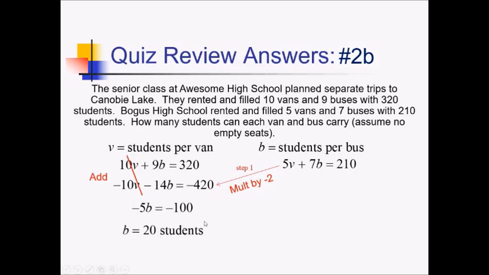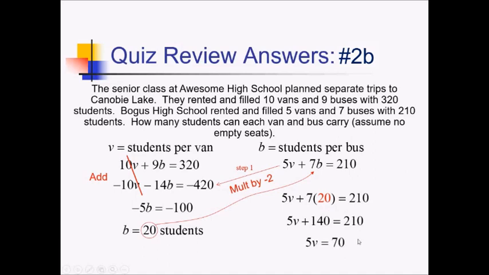And now I can plug that back into, let's just use this equation over here because I've got space. And that'll help me find the number of students in a van. So we have 5V plus 7 times 20 equals 210. So that's 140. And if we subtract that from both sides, we have 70 on the right side. Dividing by 5, we see that there are going to be 14 students per van.